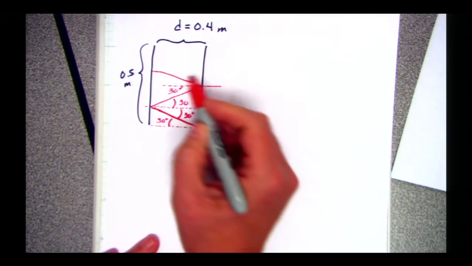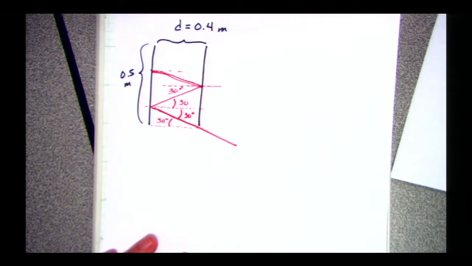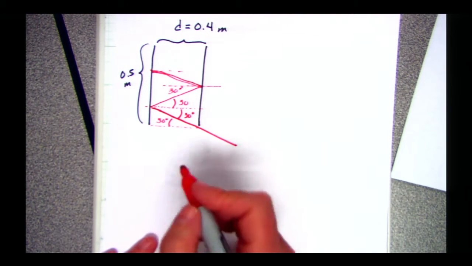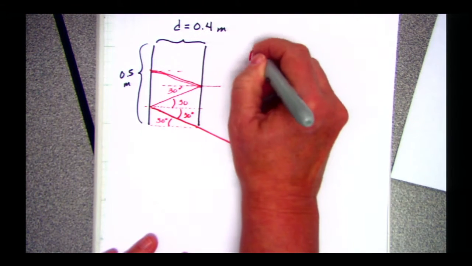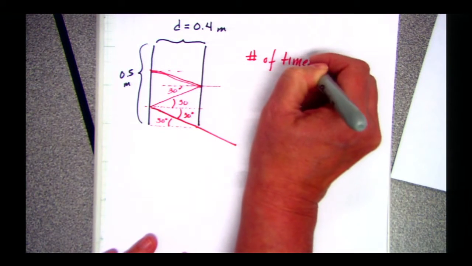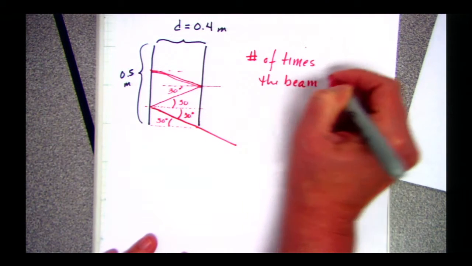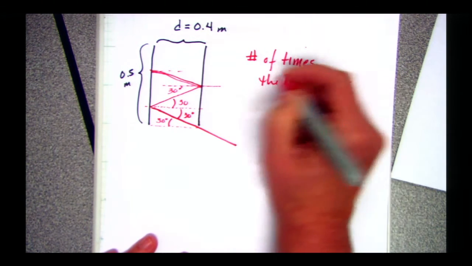And we got another bounce. And we can do that all the way across. But again, I said this isn't to scale, okay? But we want to know the number of times the beam hits before it exits.